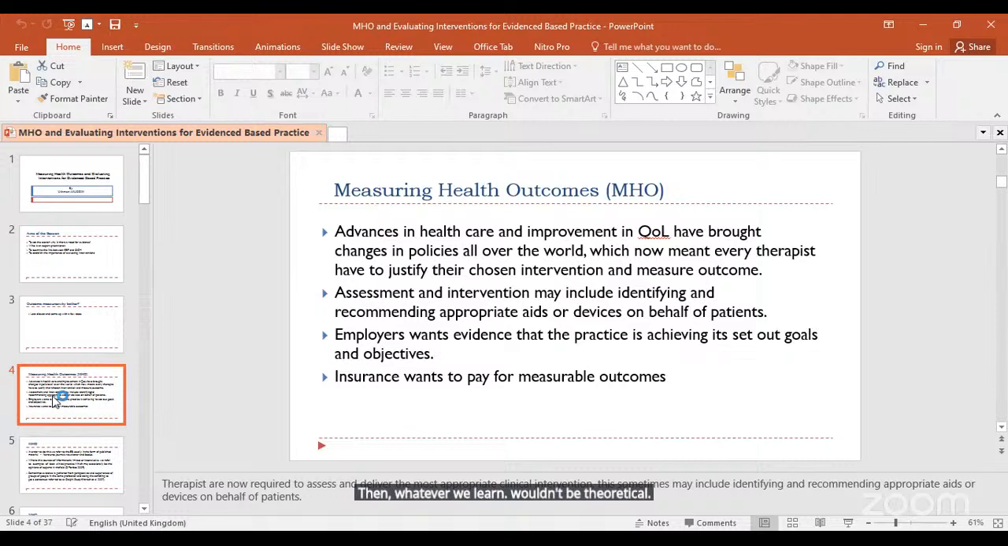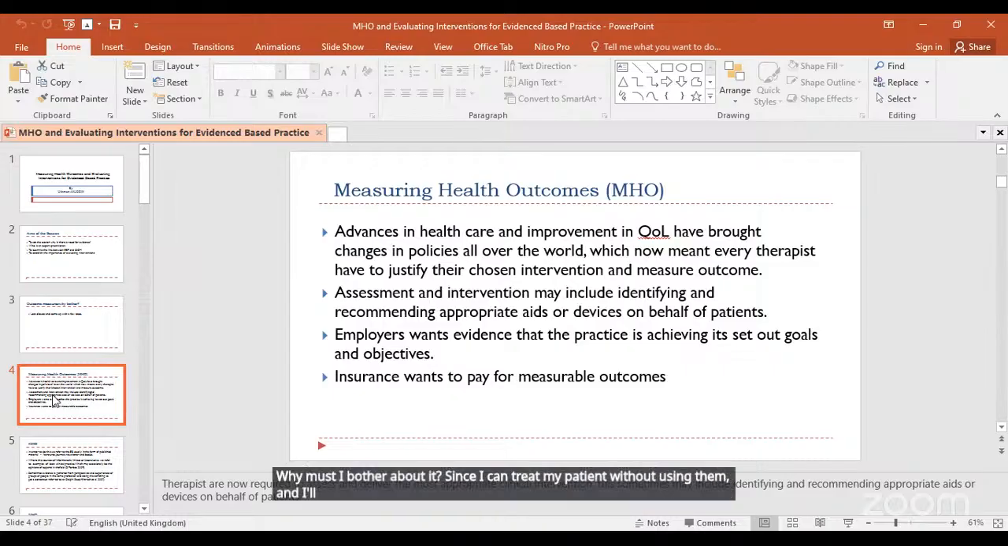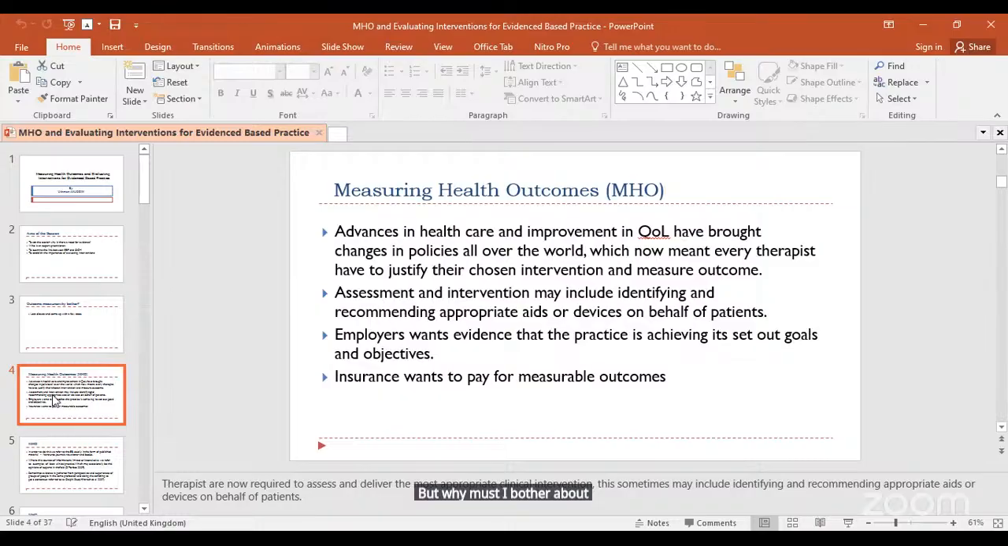But it will remain theoretical if we cannot actively link why I must bother about it, since I can treat my patient without using them and I'll still get paid. But why must I bother about it? And I think that is where the use of outcome measure becomes something for us to think critically about as therapists.